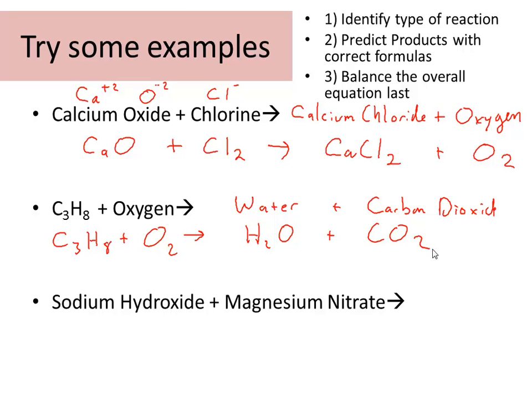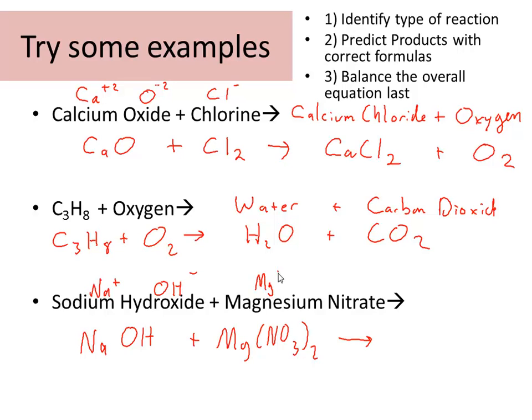Last one. Sodium hydroxide, NaOH, plus magnesium nitrate, Mg(NO3)2. Now, let's look at my charges. Na is plus, OH minus, Mg 2 plus, and NO3 minus 1. So what's going to end up with what? Take a look up here, guys. Which one is sodium going to end up with? Is it going to end up with magnesium or nitrate? It's going to end up with nitrate.